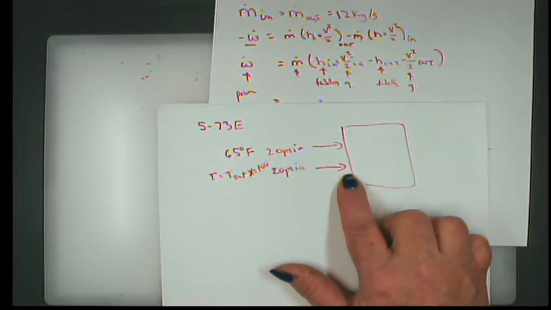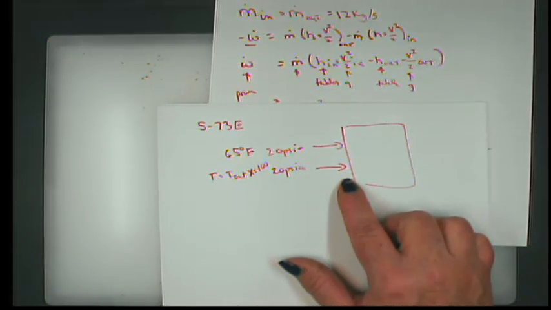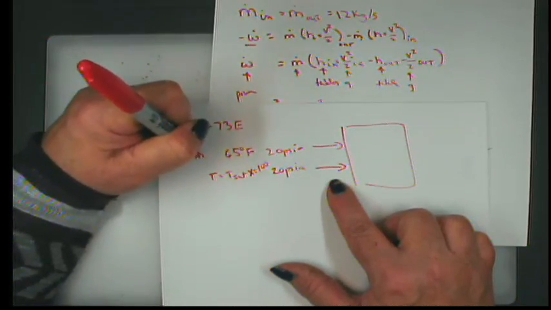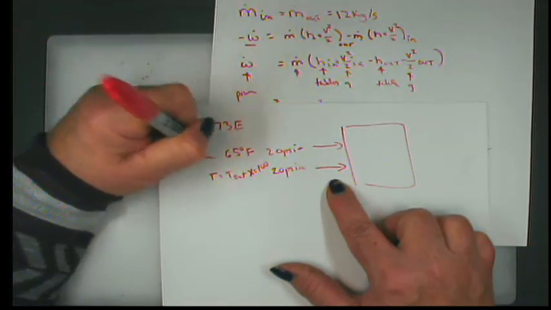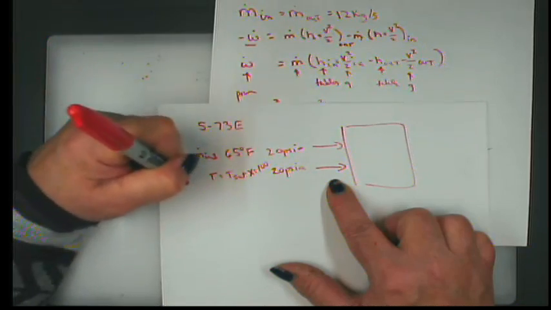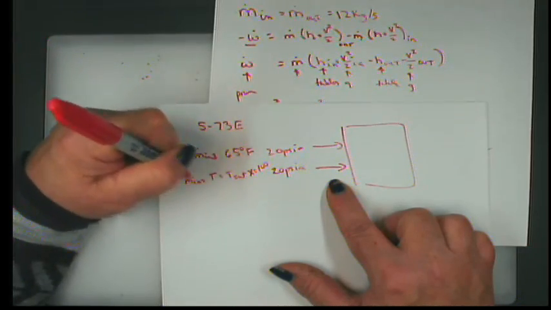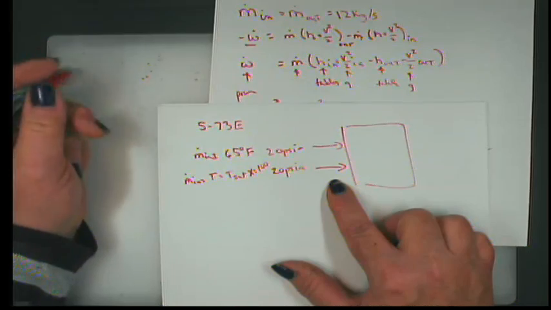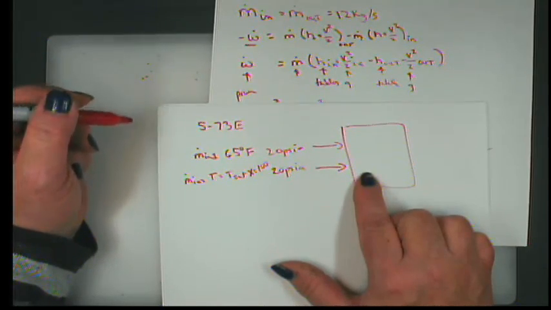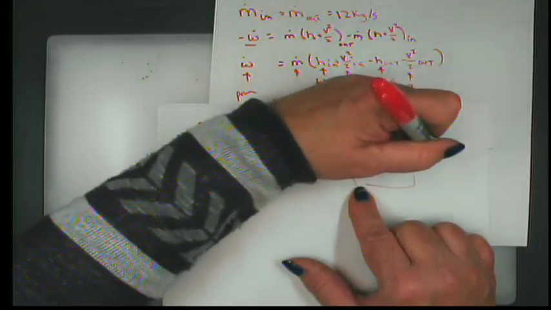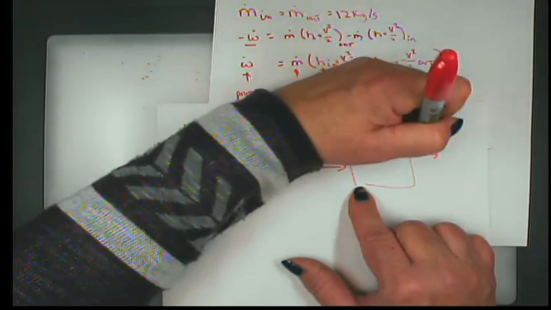Okay? If both streams enter the mixing chamber at the same mass flow rate, so we could call this m dot in 1 and m dot in 2, determine the temperature and the quality of the exiting steam.